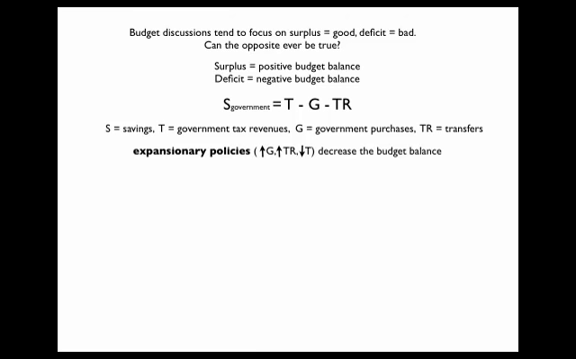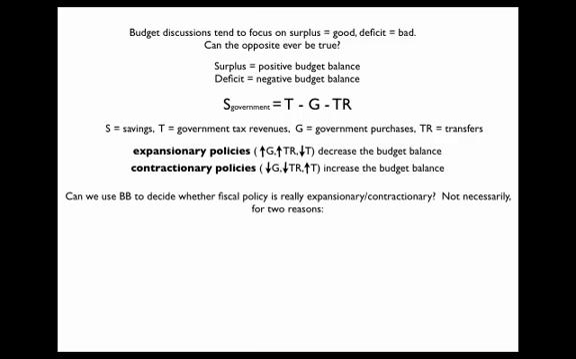Expansionary policies again happen when we have increases in government expenditures and transfer payments and/or decreases in taxes. That tends to decrease the budget balance. Contractionary policies happen when we have decreases in government spending or transfers, and I say and/or because they don't always all happen, or an increase in taxes, and that increases the budget balance.